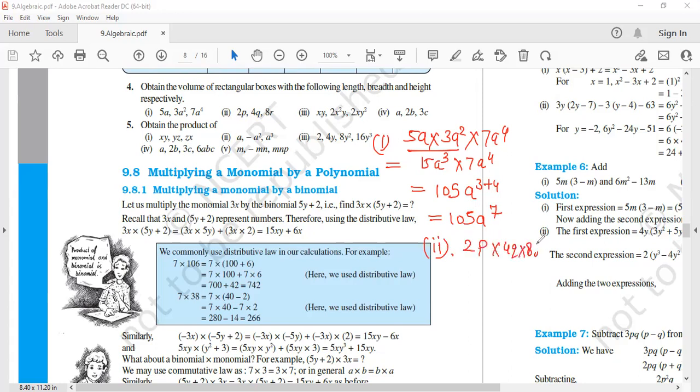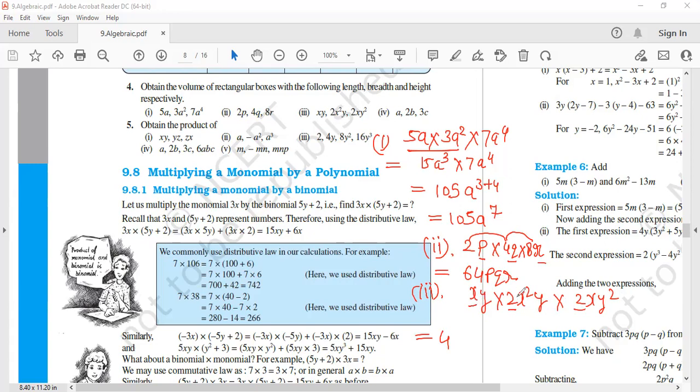Okay. Now second question, 2 times p, 4 times q, and 8 times r. It's very easy. If you can multiply directly, you can do. So 2 fours are 8, 8 eights are 64, means 64pqr. And third one, xy multiplied by 2x square y multiplied by 2xy square.